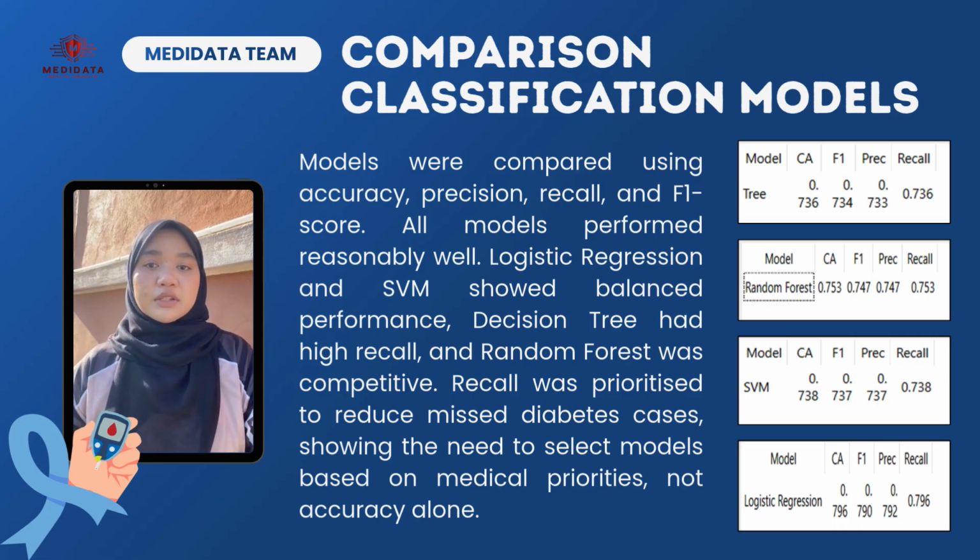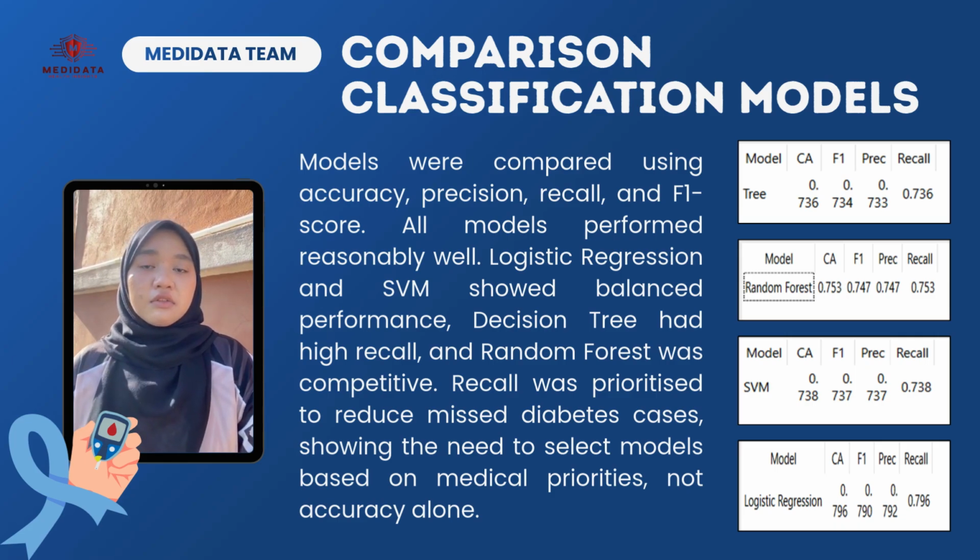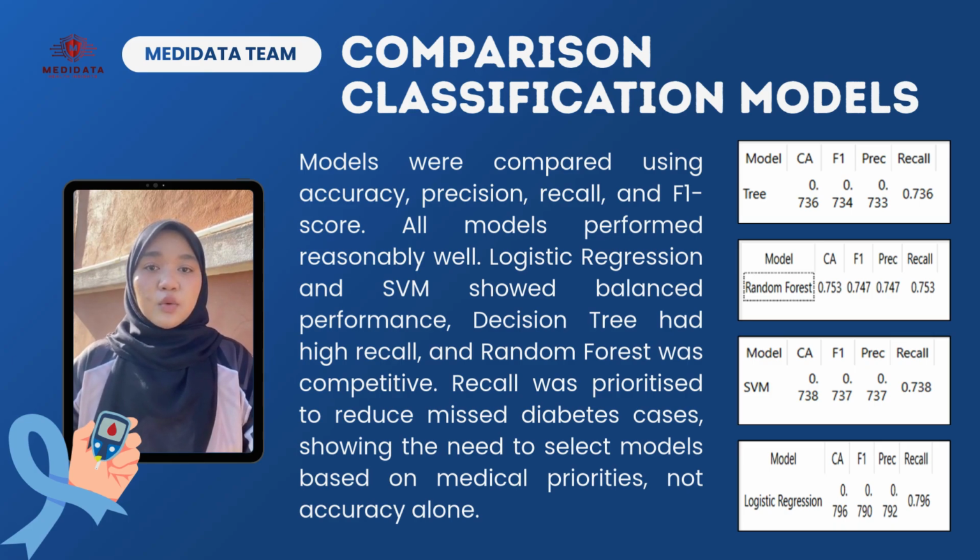Models were compared using accuracy, precision, recall, and F1 score. All models perform reasonably well. Logistic regression and SVM show balanced performance. Decision tree had high recall and random forest was competitive. Recall was prioritized to reduce missed diabetes cases, showing the need to select models based on medical priorities, not accuracy alone.